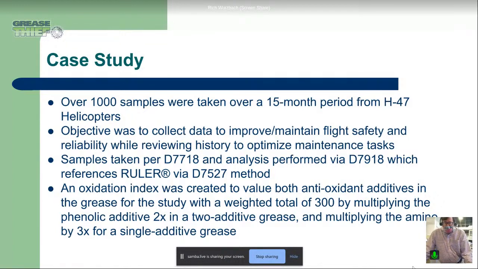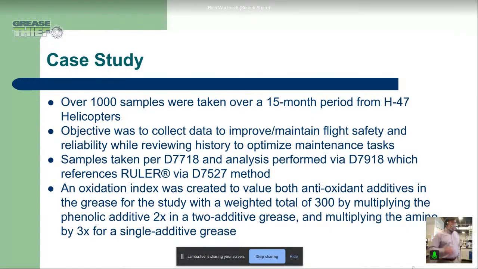We got that by multiplying the quantity of the phenolic additive by 2, and then adding the quantity. And when I say quantity, I'm talking about percent remaining relative to the new grease, right? So the quantity of the amine added to the percentage remaining of the phenol times 2. So if you had 100% of your phenol and 100% of the amine, 2 times 100 plus 100, you get 300. So basically, the starting point for that index is 300. And as greases lose their antioxidants, they would go down from that. And then for the other grease formulation that just had the amine, we would multiply that by 3. So our index became against a value of 300.